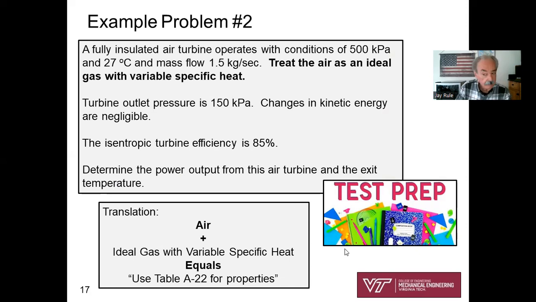Okay. Classic test problem. All right, so translation for treat air as an ideal gas with variable specific heat: air, it's an ideal gas with variable specific heat. That's the translation. Use table A22 for the properties.